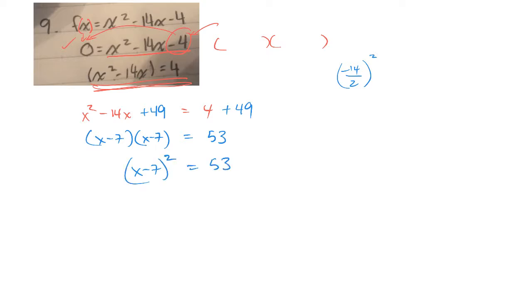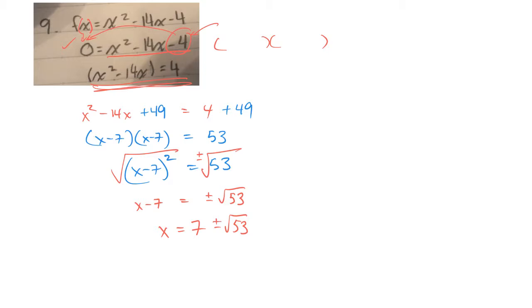Then you can use the square root principle. Square root that side, square root this side, make sure you have a plus or minus on this one. So you'd have x minus 7 is equal to a plus or minus root 53. And then you want to solve for x, so you add 7 to both sides. And usually we'd put the positive 7 at the front and the radical at the back. So that's one way you could have solved the equation.